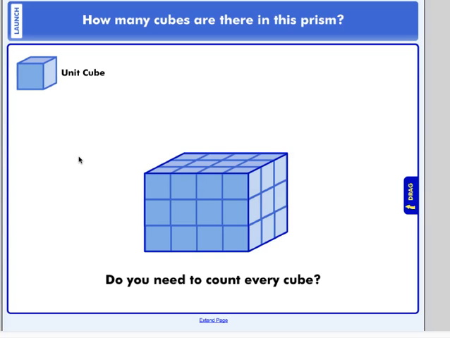So here we have a rectangular prism, and it's got cube pictures on it to help you visualize what that volume looks like. It's like solid cubes. Each one of these is one cubic unit. Now, if you want to figure out how many cubes are in the whole prism, do you need to count every cube?